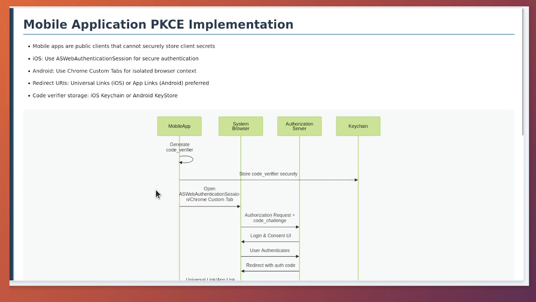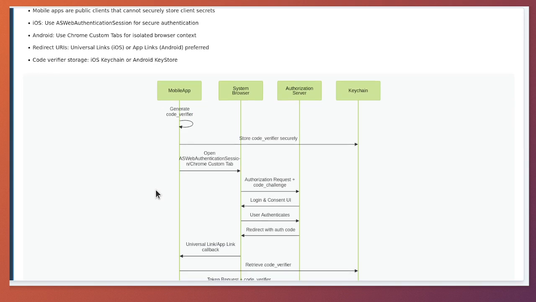The first is custom URI schemes, like myapp://callback. These are easy to implement but have a security limitation. Any application can register the same scheme, potentially intercepting the callback. The second and more secure option is universal links, which use HTTPS URLs that are cryptographically bound to your application through an association file hosted on your domain. Only your application can handle these URLs, preventing hijacking attacks. When implementing PKCE on iOS, you should prefer universal links whenever possible.